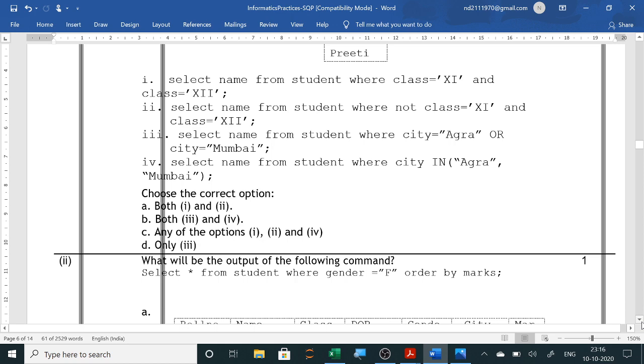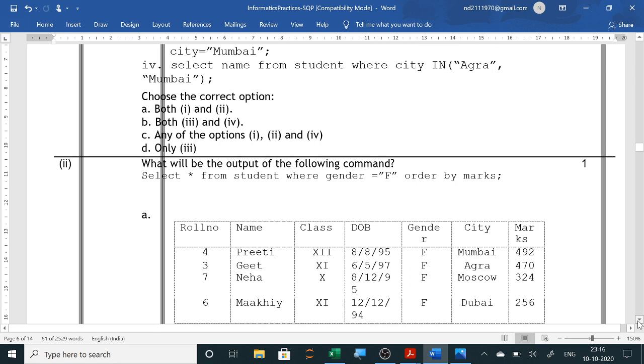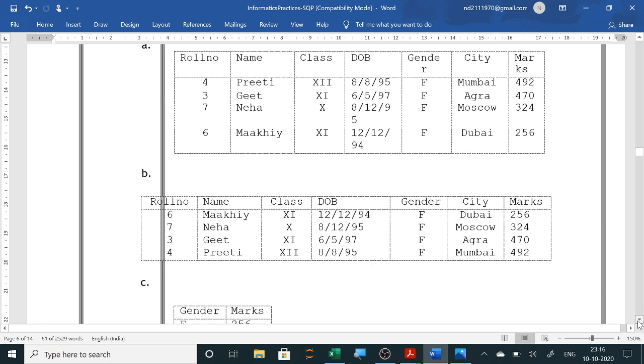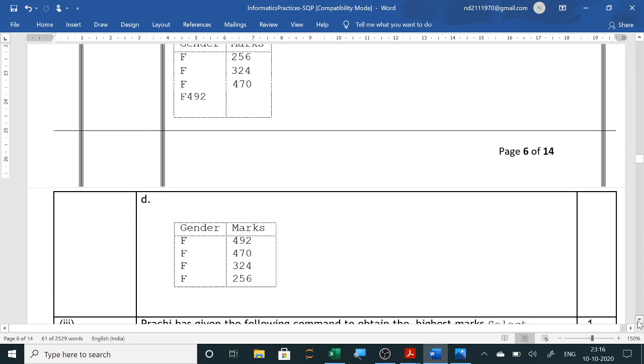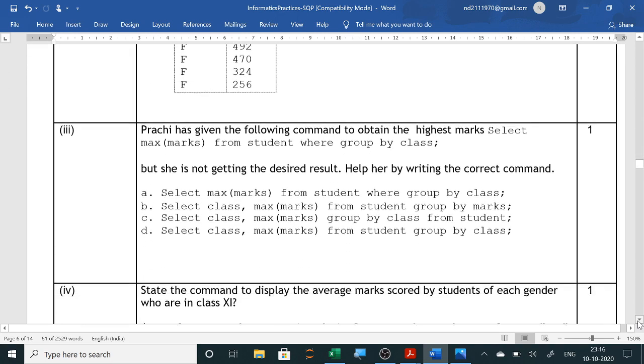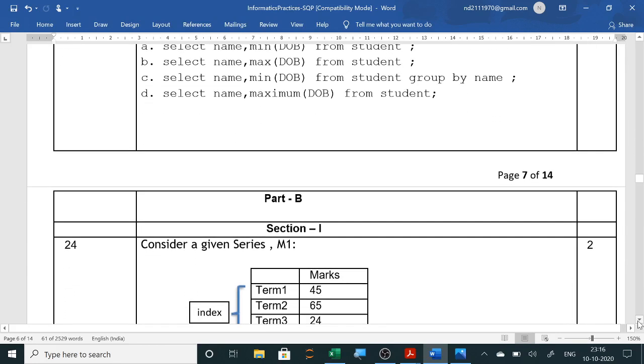Now the next is, since it is converted into Word, a little bit of formatting problem you might face here. Now next is the output of the commands here. So you can see here A, B, C, D, 4 options are given. You have to select the output from these options. So this is your section. Now these are all of 1 mark.